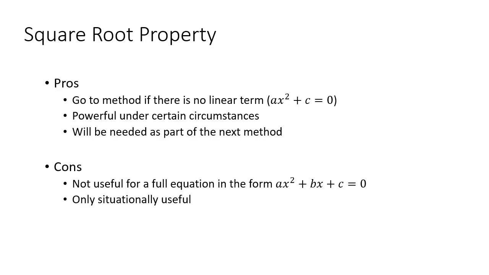So let's talk pros and cons of our second method, the square root property. The pros are, well, we discussed this earlier, it's the go-to method if there is no x term to the first power. You just isolate the x squared, take the square root of both sides, don't forget the plus or minus sign. And so because of that, it's very powerful under certain circumstances. In addition to that, once we start talking about completing the square in a second, the square root property is a portion of that process as well.